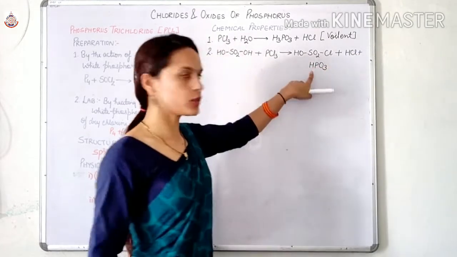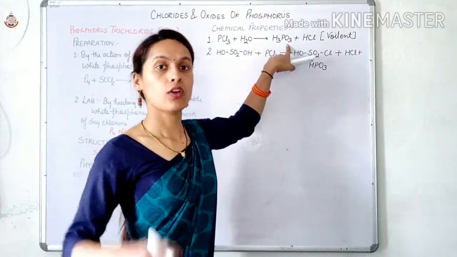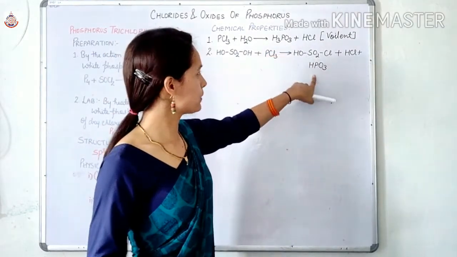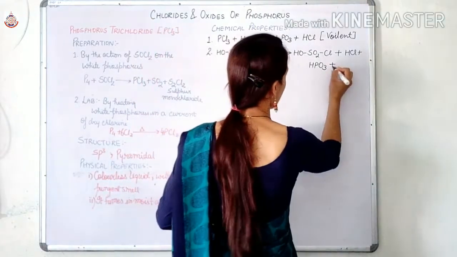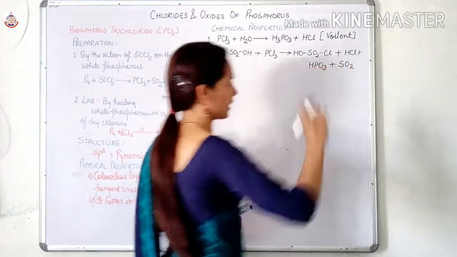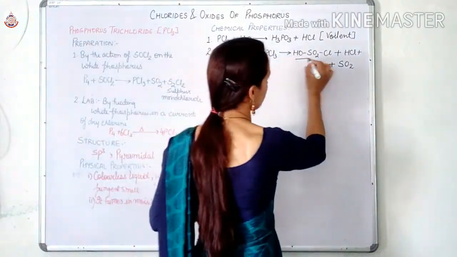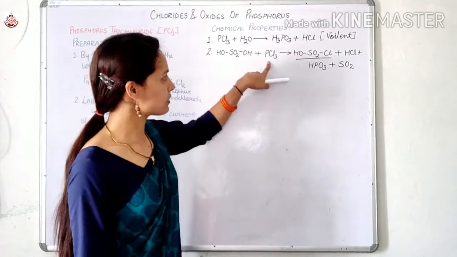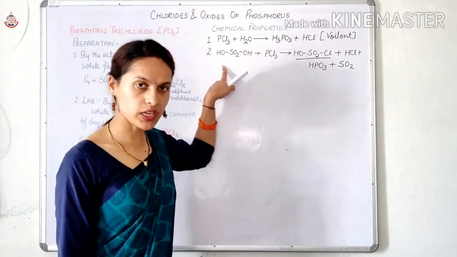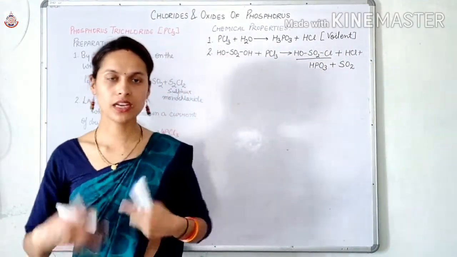Now what is HPO3 here? It is metaphosphoric acid. H3PO3 is phosphorus acid and HPO3 is metaphosphoric acid, and SO2. So the main product is this one, these are the byproducts only. So when PCl3 reacts with sulfuric acid, it forms chlorosulfonic acid.